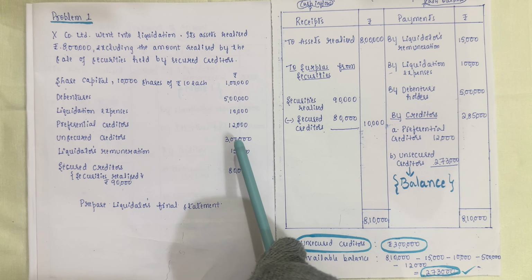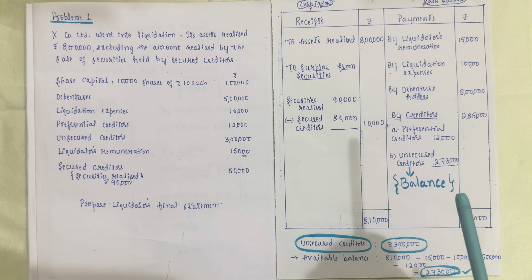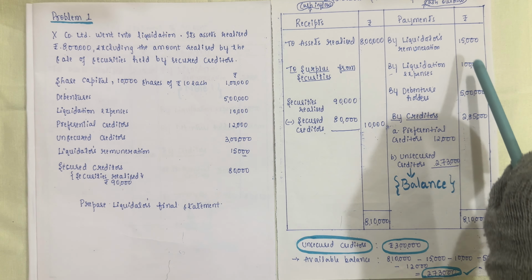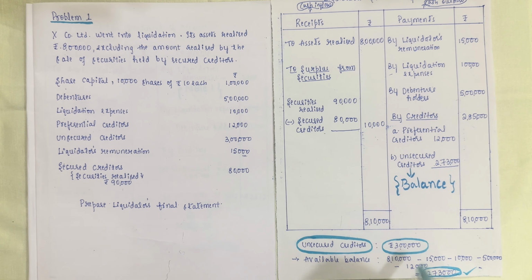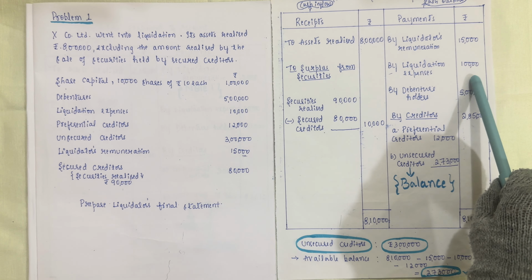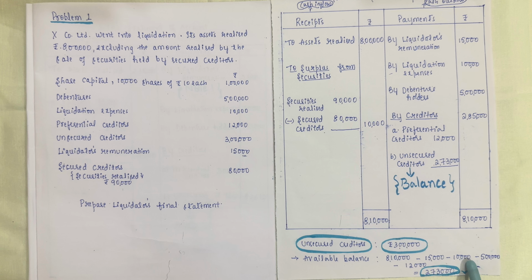3 lakh. And now we need to check, do we really have 3 lakh rupees to make the payment to them. So what we will do, we are checking the available balance. 8 lakh 10,000 we actually have in the beginning. Now we paid liquidator's remuneration, 15,000. What do we do? 8 lakh 10,000 minus 15,000. Then liquidation expense, minus 10,000.